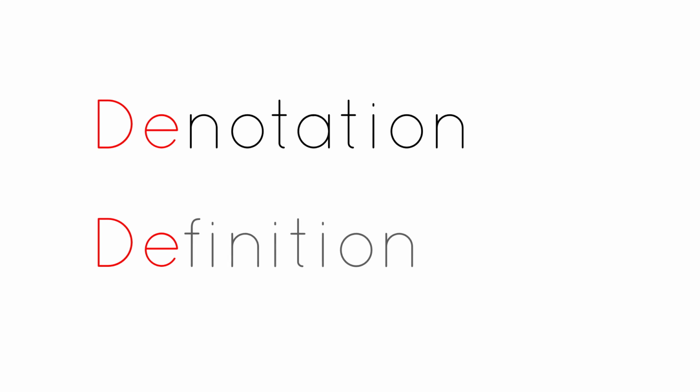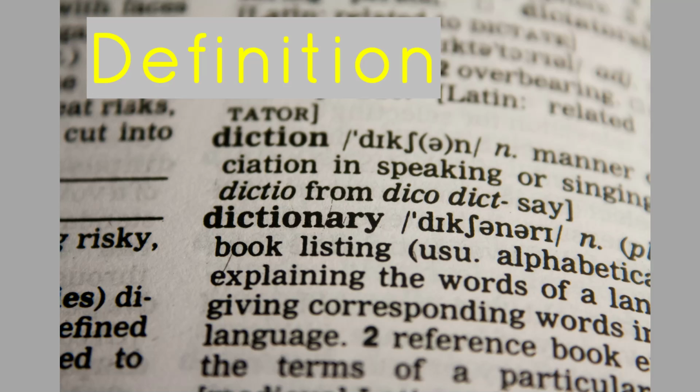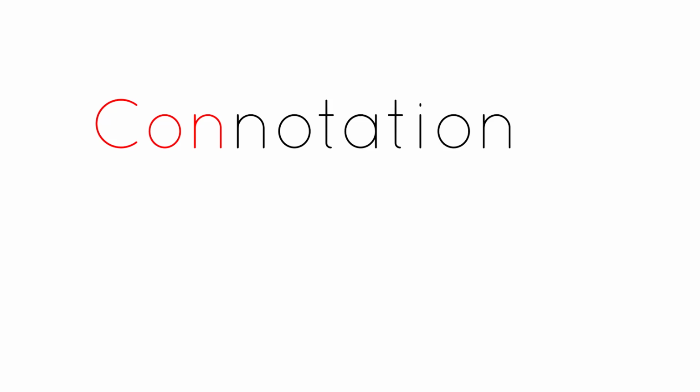Let's look at denotation first. It starts with that DE. So does the word definition. So the denotation word is just the dictionary definition, the simple meaning of the word, right? Denotation, definition, right? Look at the DE. Okay, and here's an example. This is an image that'll hopefully help you remember it. So definition, denotation, the simple meaning.